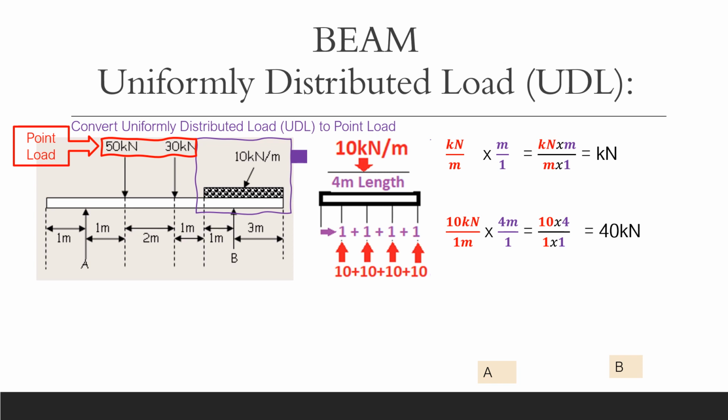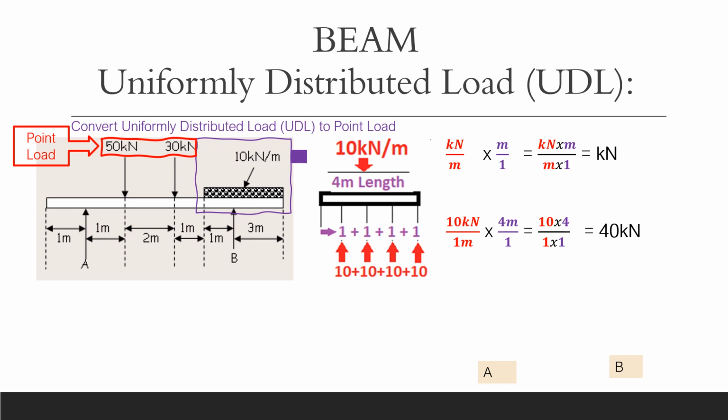If you imagine kilonewtons per meter, how do you get it to a point load of just kilonewtons? Well, the way to cancel out that meter at the bottom would be to multiply it by meters, right? So as long as you know the number of meters and you know how many kilonewtons per meter, you just multiply them together. So that's the formula there. And you end up with 40 kilonewtons.